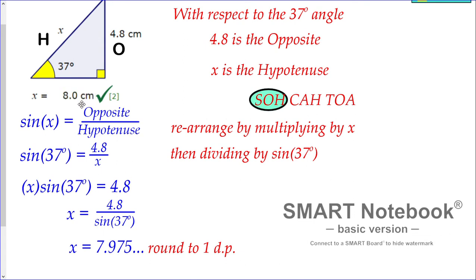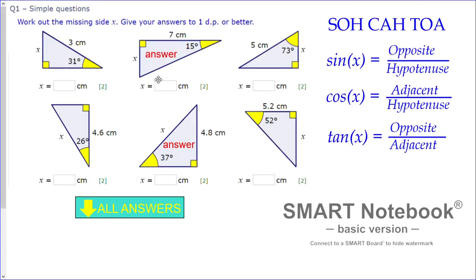8.0. This demonstrates that you are rounding to one decimal place. That's why we include the 0. Okay? If you'd like to pause the video and try some of these on your own, go ahead. And here are all the answers.